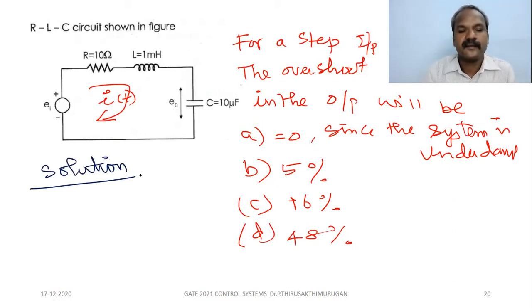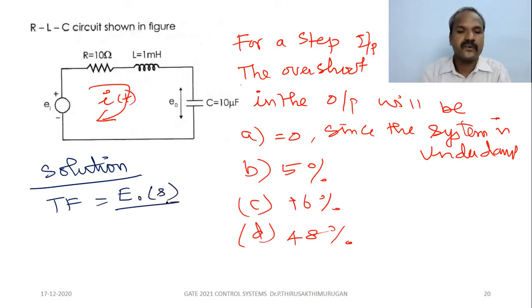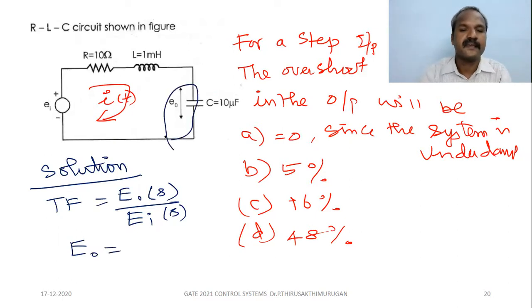Solution. So what is the solution for the series RLC network? What is the output? What is the input? So here we have to find the transfer function, E naught of S by E_i of S. What is E naught of S? E naught of S equal to the voltage across the capacitor, that is 1 by SC into I of S. So this is E naught.